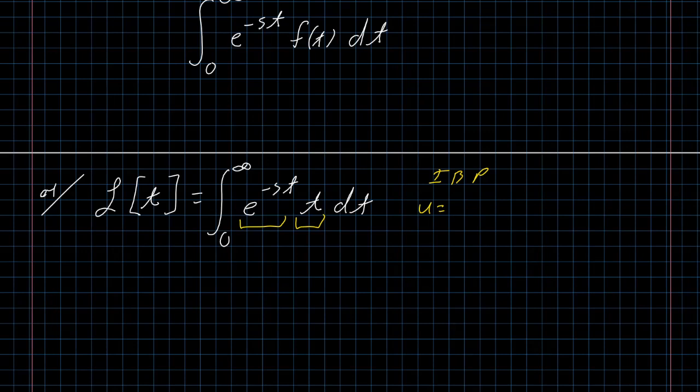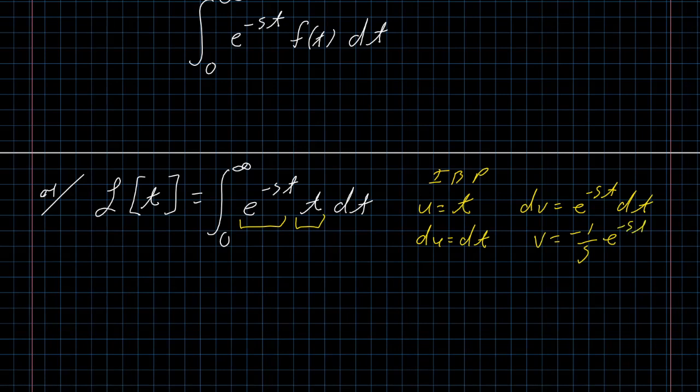Polynomials comes earlier, so we're going to set u as our polynomial function t. And then everything else is going to be dv. We want to differentiate u to get that du is just going to be dt. And we want to integrate dv to get that v itself is negative 1 over s times e to the minus st.